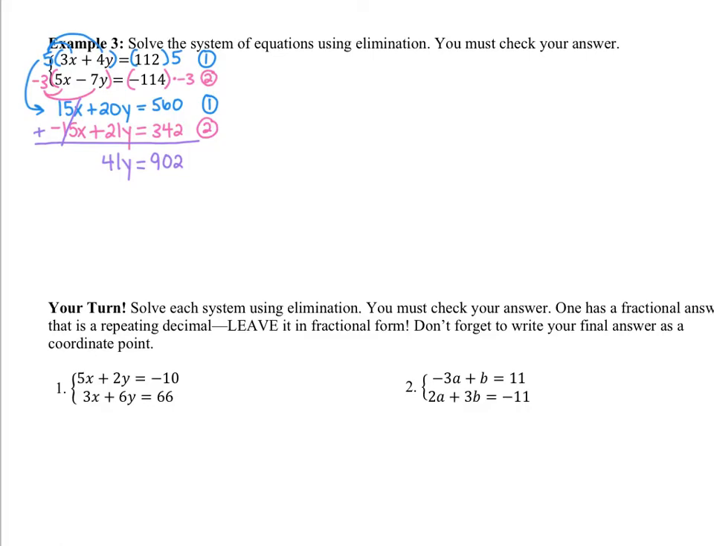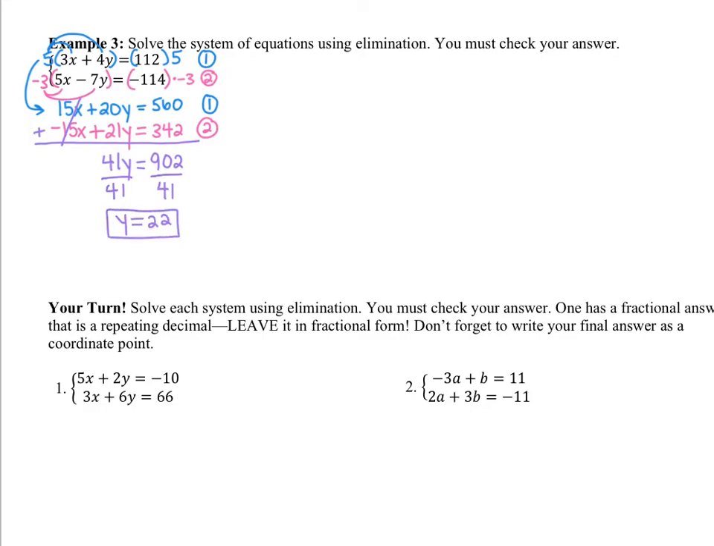Okay, now we can finish solving because we have an equation that now has only one variable. So we need to divide. Since it's 41 times y, we want to divide by 41 to finish solving. You will need a calculator here. So 902 divided by 41 is 22. So y equals 22.